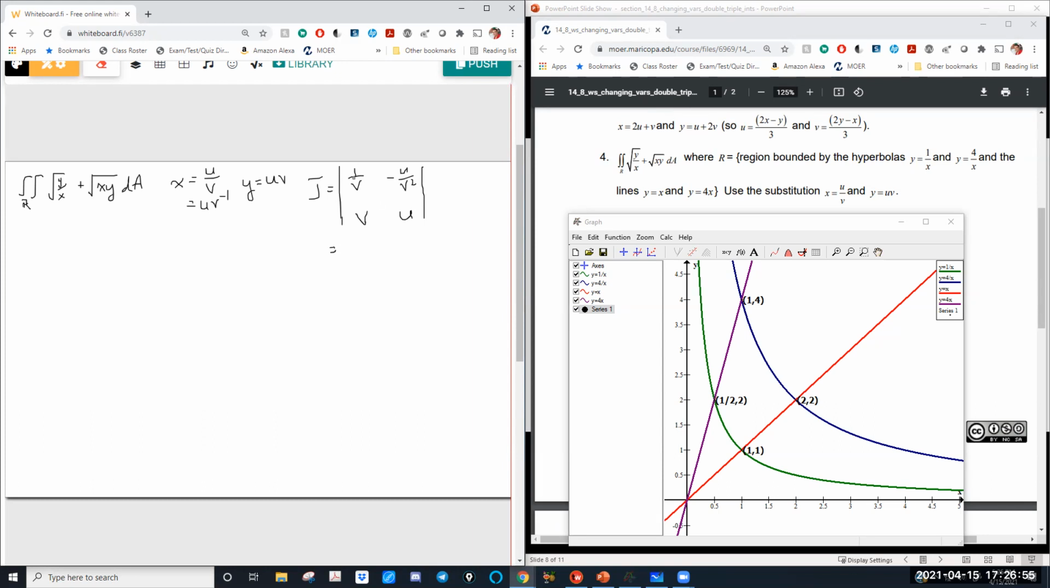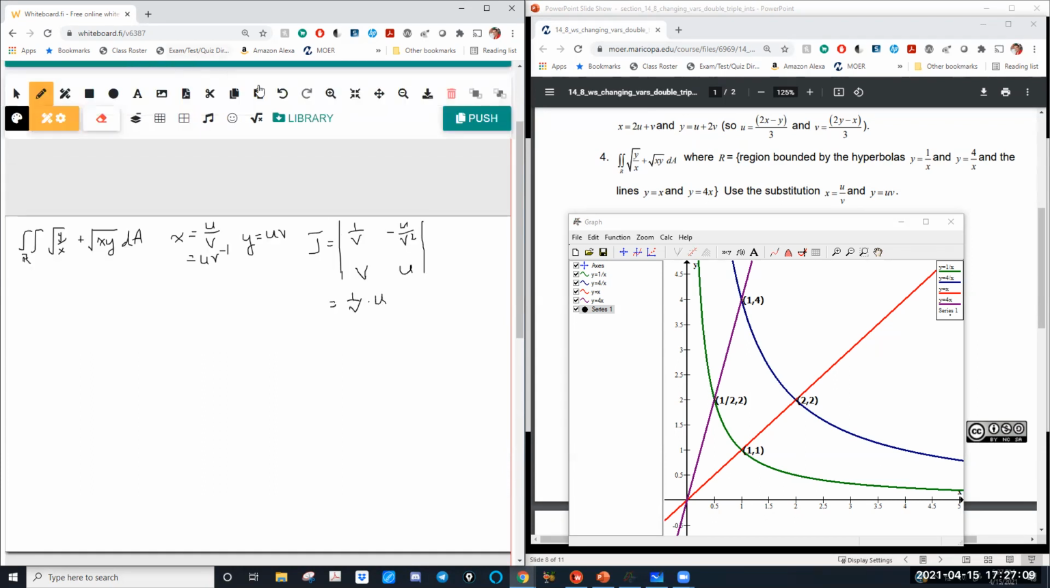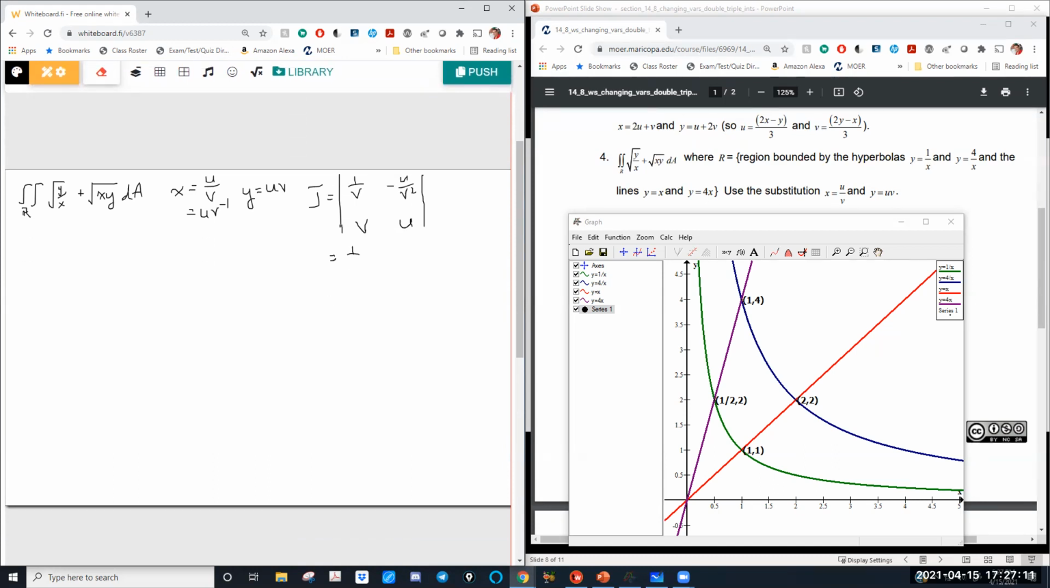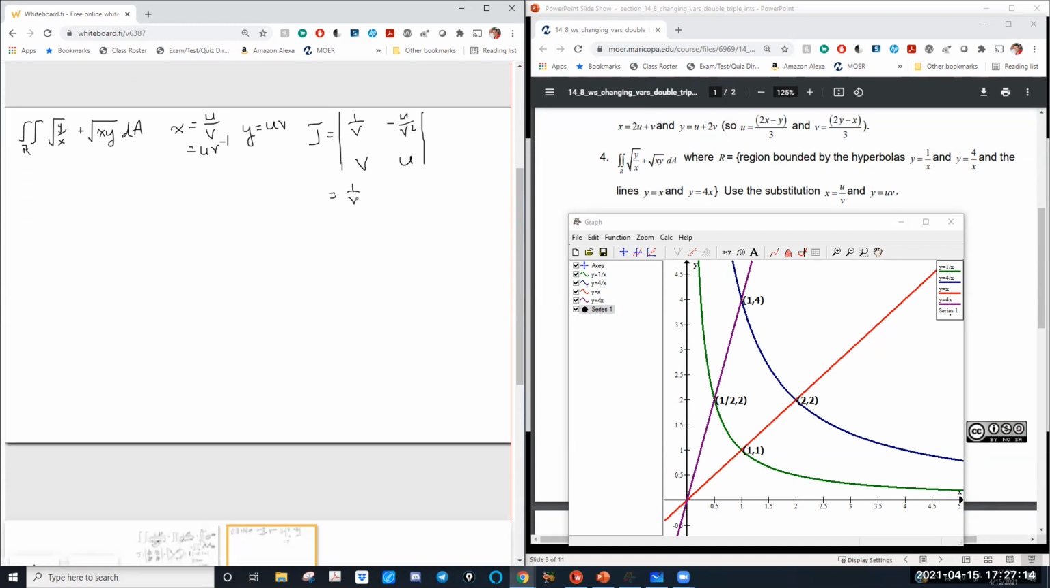Okay, determinant time. So we do what I call the fish thing. So this guy times this guy. So 1 over v times u. Let's see if we can make that a little cleaner. One over v times u, minus, now the other half of the fish, minus negative u over v squared times v.